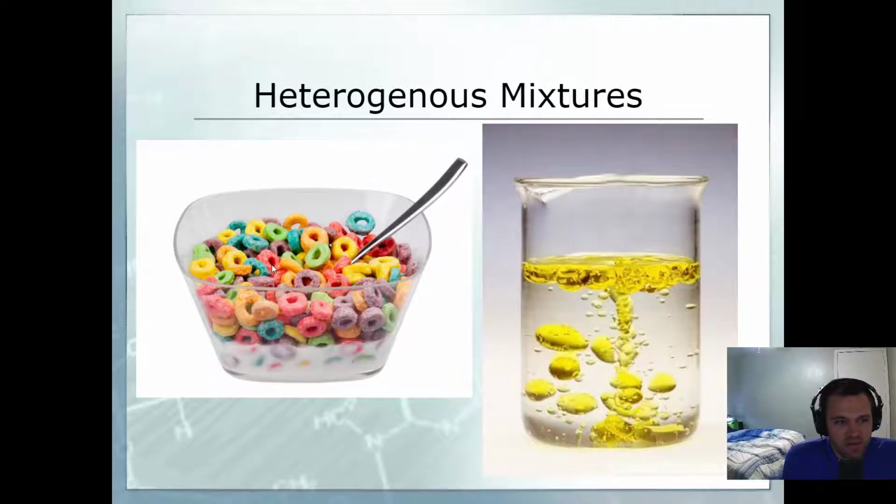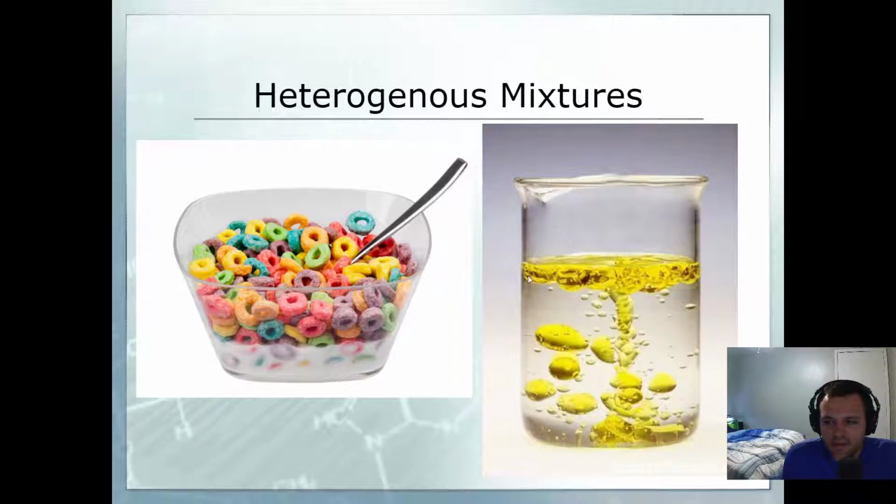Okay, so some basic examples of heterogeneous mixtures, where they're different depending on where you look, would be when you pour your cereal in the morning. If you take a spoonful from over here, it might have 2 orange Fruit Loops and 3 blue ones. And if you take a spoonful from over here, it might have a yellow one and 2 green ones or something, right? Not every spoon is going to have the same exact ratio of colors.